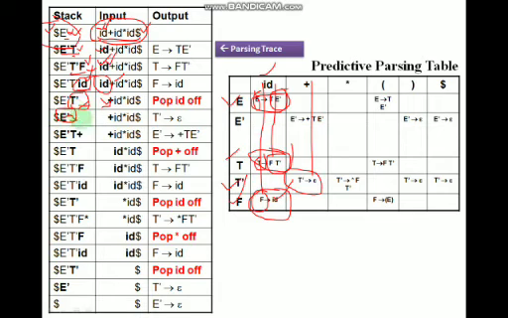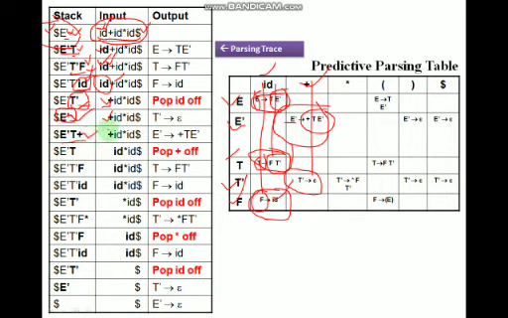Okay, now this is E dash, and the input pointer is pointing to plus. Where is E dash? This is E dash and this is plus. So we will apply this production rule. What? Plus T E dash in place of E. So look at here, plus T E dash in place of E.